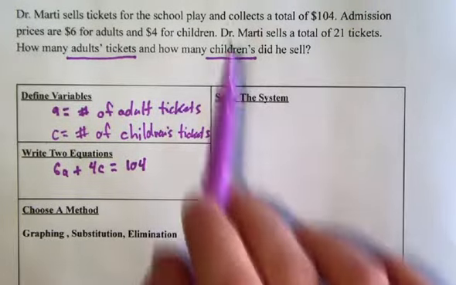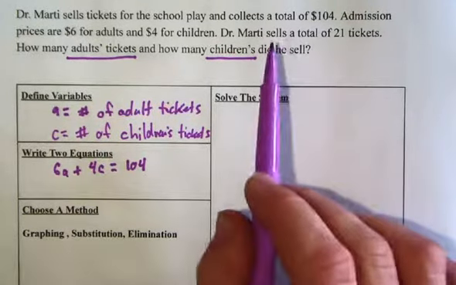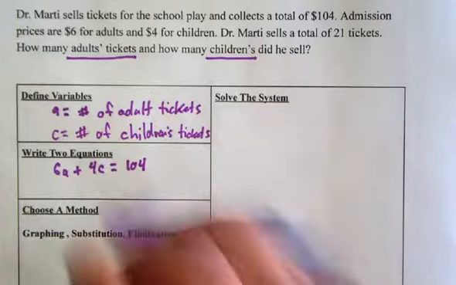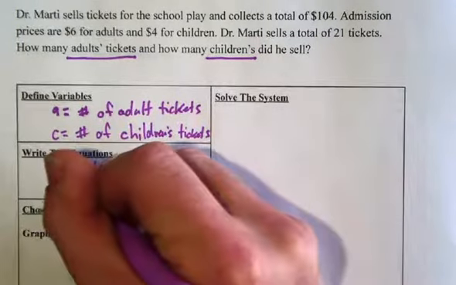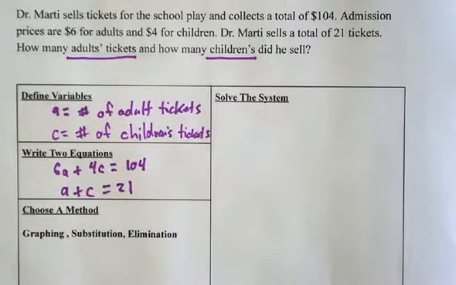Then what's the second equation? Well, it says Dr. Marty sells a total of 21 tickets. That means the total number of adult and child tickets is 21. So that means A, the number of adult tickets, plus C, the number of children's tickets, equals 21. Now it says choose a method.